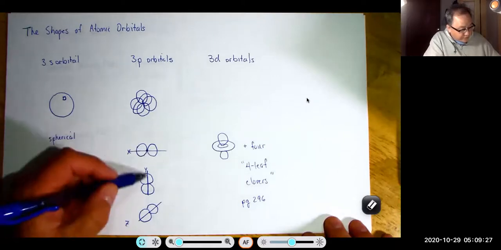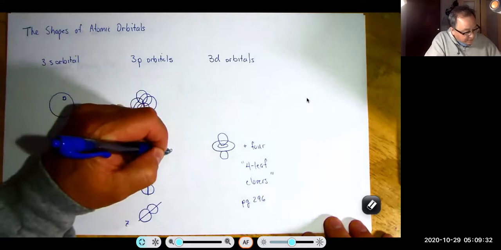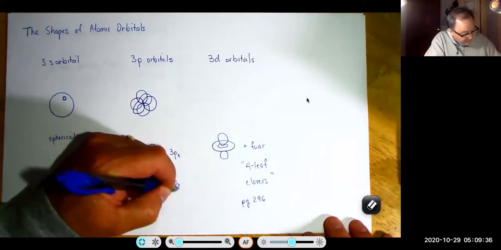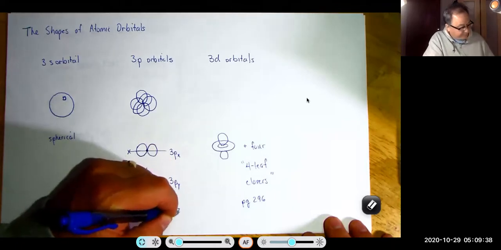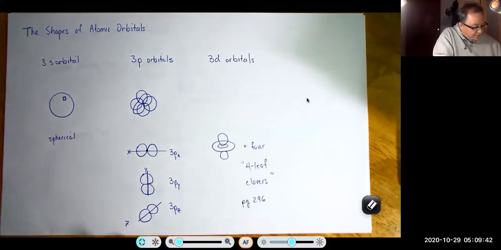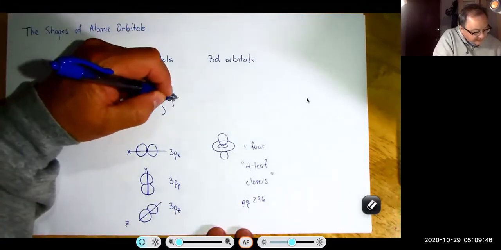So this is one of the p orbitals. This is another p orbital, and this is a p orbital. In fact, this would be called the 3px. This would be the 3py, and this would be the 3pz. So these are your 3p orbitals, and when you put them all together, you get a 3p subshell.